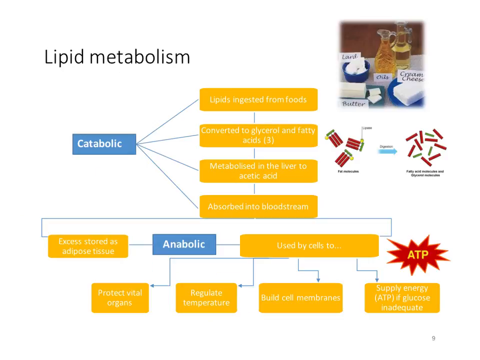Lipid metabolism occurs first of all by converting lipids into glycerol and fatty acids. These fatty acids are then metabolized in the liver to acetic acid, which is absorbed into the bloodstream. Similarly to carbohydrates, lipids can be used by cells immediately for their various functions such as protecting vital organs, regulating temperature, building cell membranes, supplying energy if required, or the excess can be stored as adipose tissue.